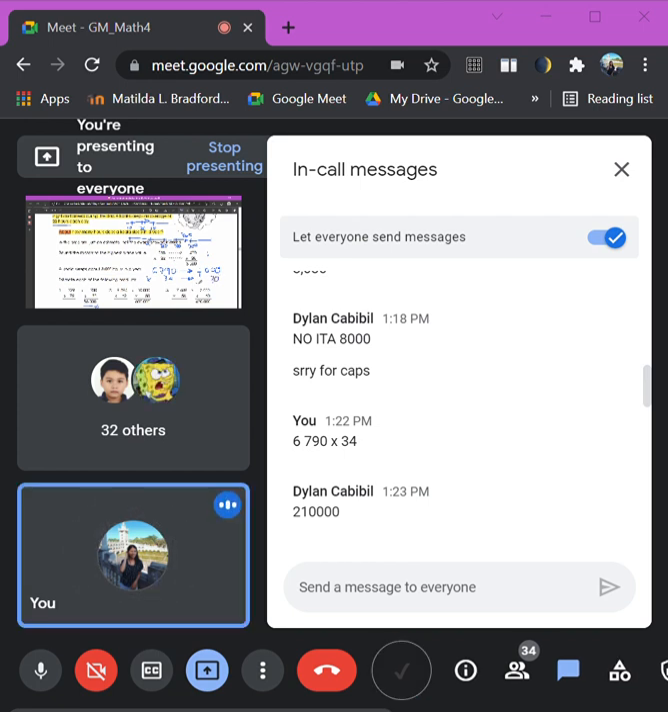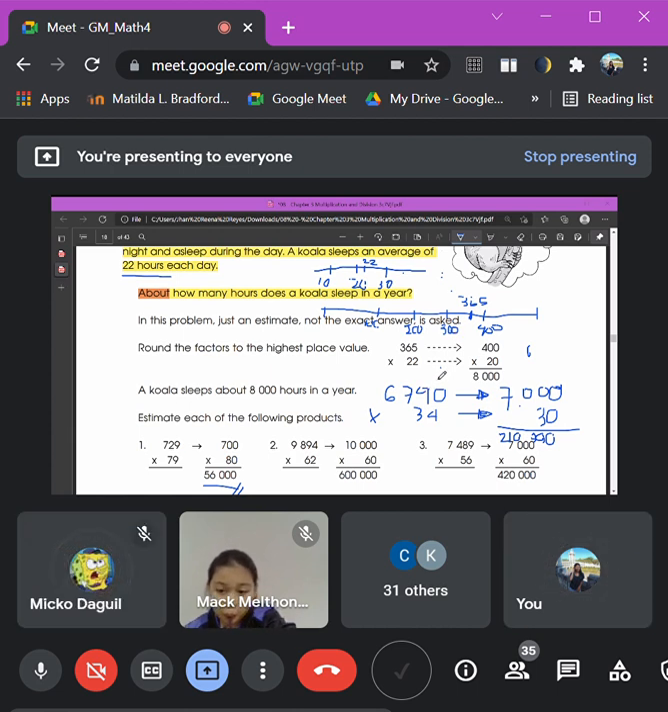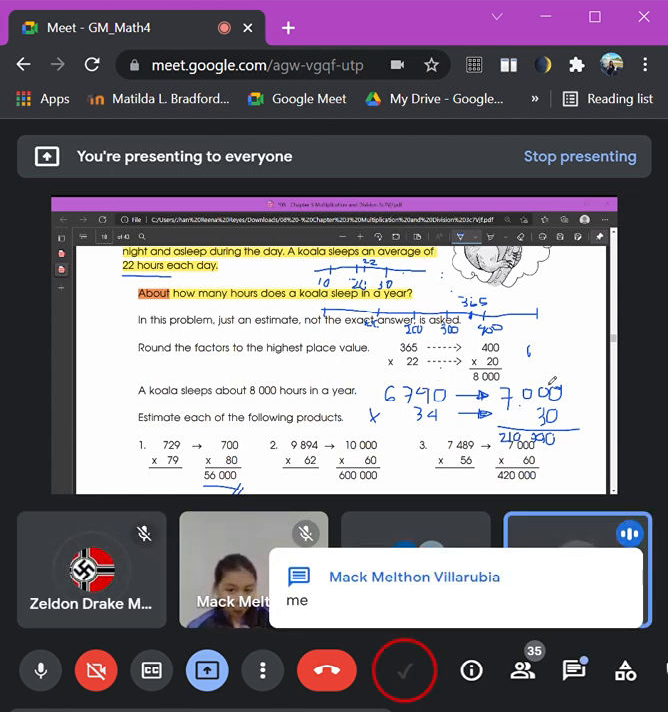Okay, unsa ganito class, i-multiply na to ang non-zero digit. 7 times 3, 21. Pila ka zero class? Pat. So, 1, 2, 3, 4. So, our answer is 210,000. Okay, who got the correct answer? Okay, very good. So good job.